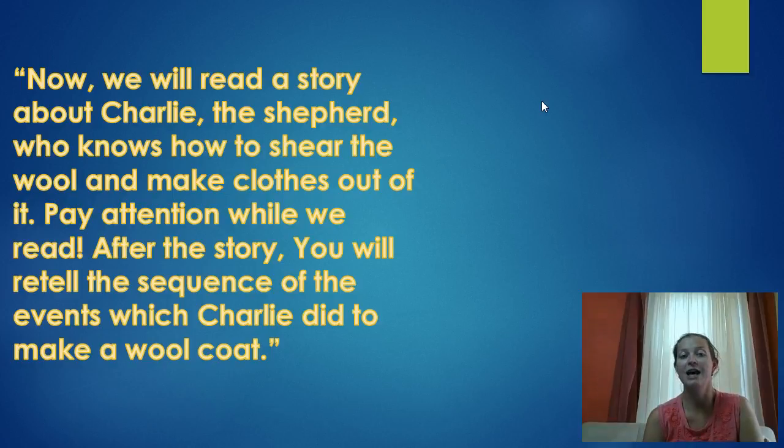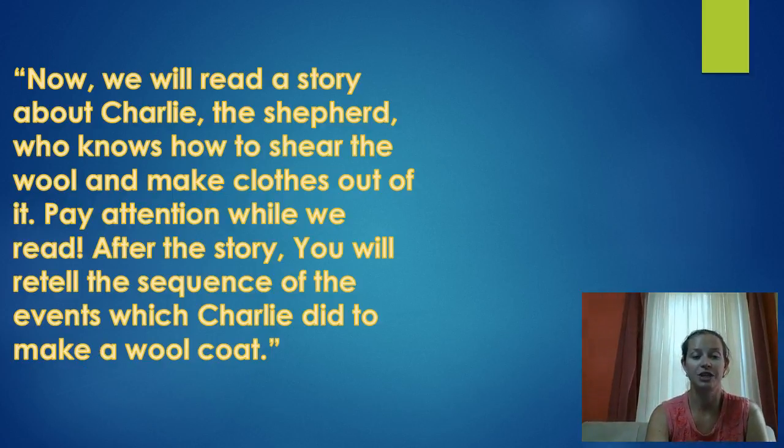I will tell children, now we will read a story about Charlie the shepherd who knows how to shear the wool and make clothes out of it. Pay attention while we read. After the story, you will retell the sequence of the events which Charlie did to make a wool coat. I will also make sure that students understand the meaning of the word sequence. We will discuss the order of the actions that we did while making the last project or the last assignment. We will use the words first, next, then, last. I just want to be sure that students will be ready for the task so they know what to do.